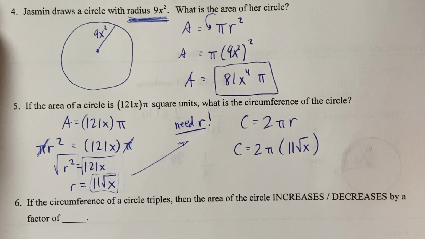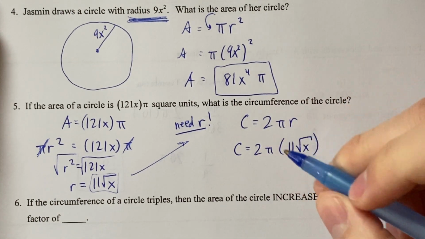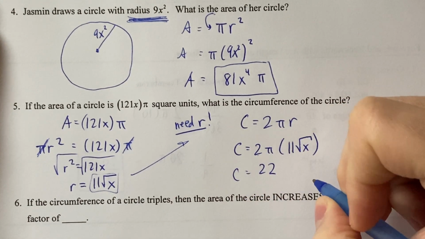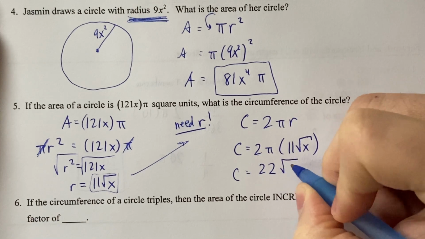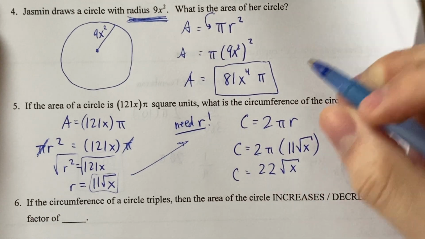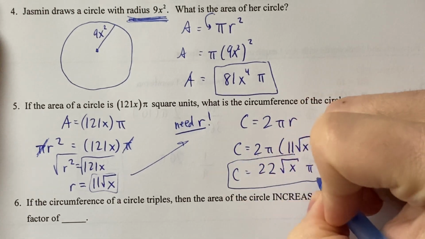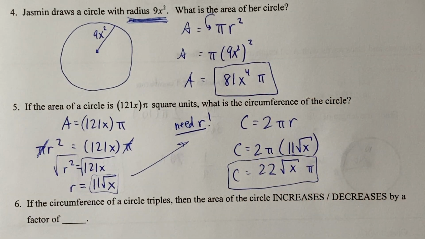Okay? You don't have to really worry about what your answer is going to look like here because think about what I got. 2 times 11 is 22. There's a square root of x right there. Remember, pi just chills out at the end. And there you got it. Okay, so again, don't worry. These are just like SAT questions, but notice, nothing I did was new.